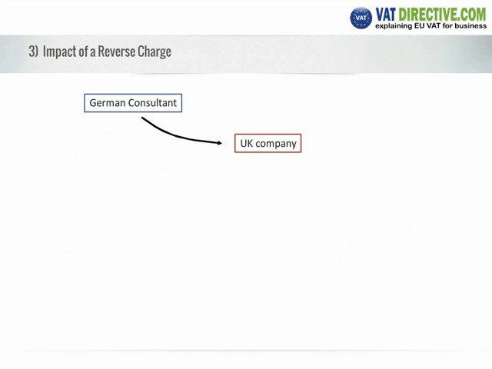Let's have a look at the impact of reverse charge, and then we can understand why they're around. The German consultant is going to raise a bill for £20,000. He'll raise it in euros, but let's just deal with sterling for this example. So £20,000 has been raised to the UK company. The UK company is partially exempt. They are 50% taxable and 50% exempt.